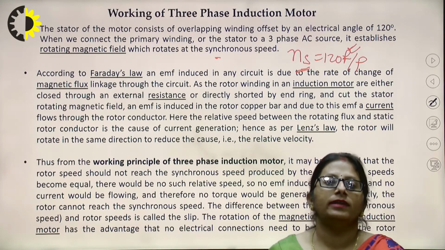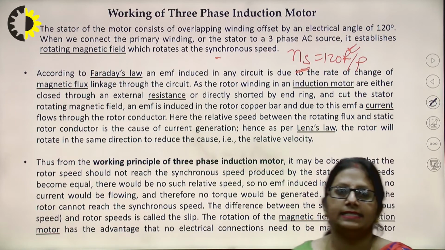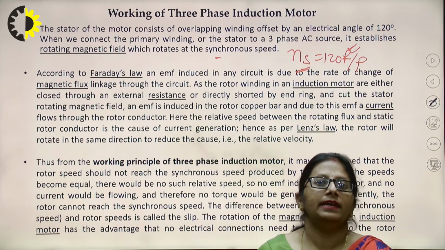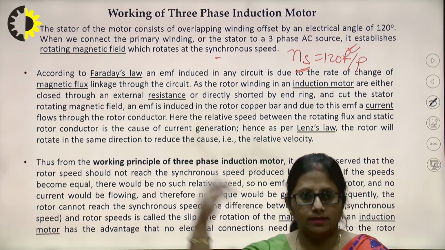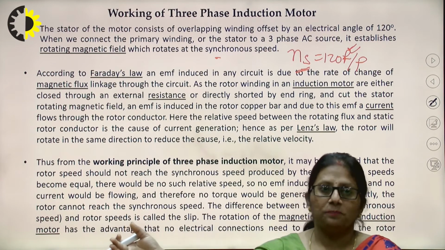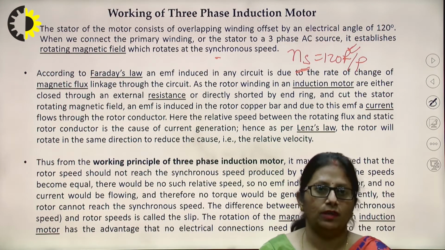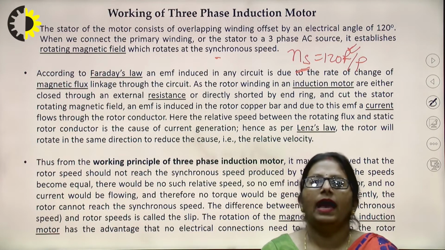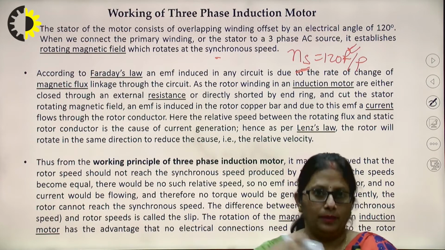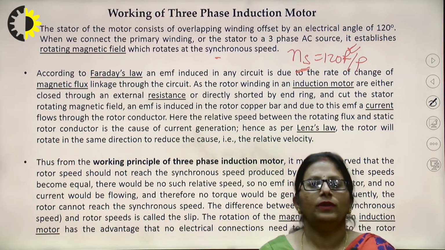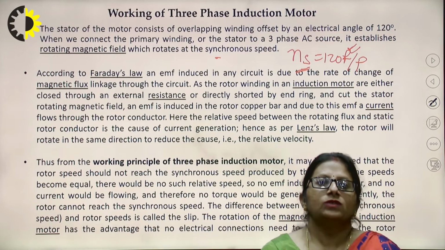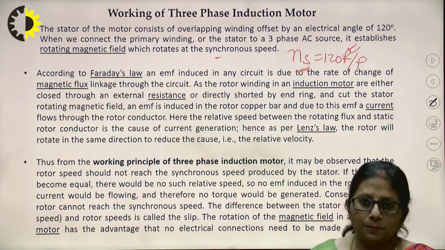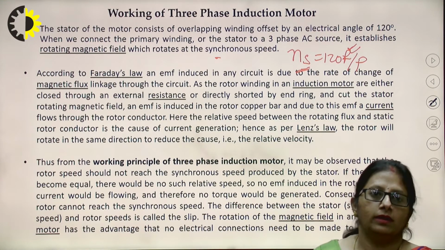Now, according to Faraday's law, an EMF induced in any circuit is due to the rate of change of magnetic flux linkages. The rotor windings in an induction motor are either closed through an external resistance, as we'll see in the case of the slip ring induction motor, or directly short circuited by the help of end rings. The rotor conductors cut the stator's rotating magnetic field, so an EMF is induced in the rotor copper bars, and due to this EMF, a current flows through the rotor conductors.